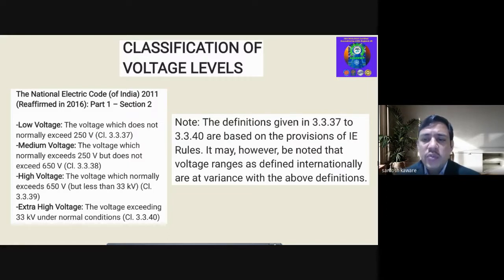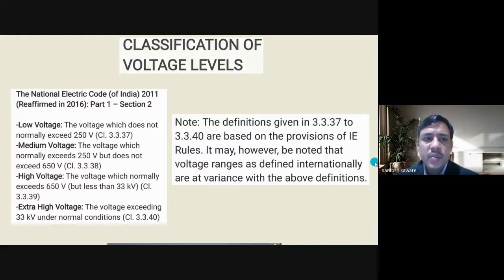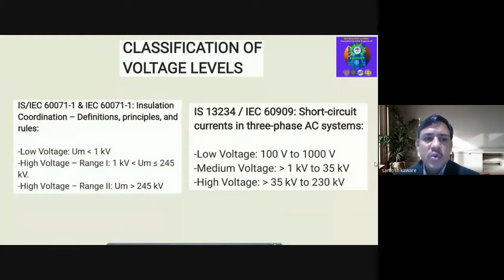So again we will see what are the international acceptance, or what is the criteria of this classification of voltages at international level. Now if you talk about IEC 60071-1, regarding insulation coordination, under which it is mentioned that the voltage which is less than 1 kV should be taken as low voltage. The voltage between 1 kV to 245 kV should come under medium voltage, and more than 245 kV should come under high voltage.